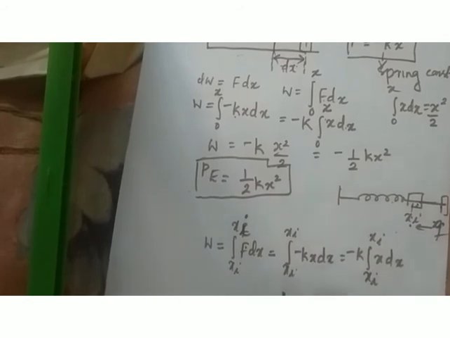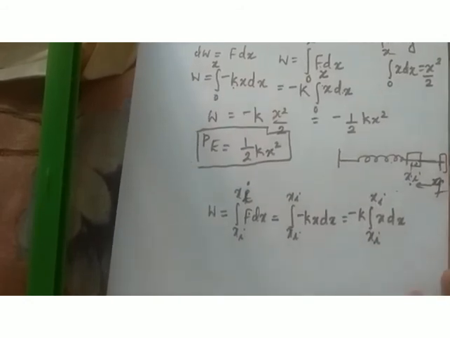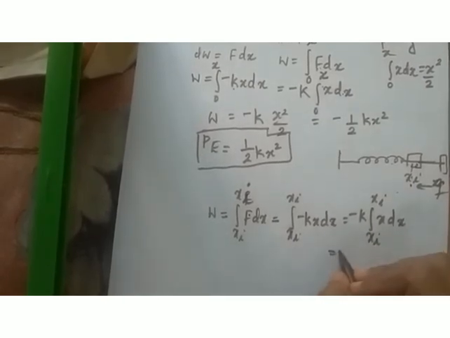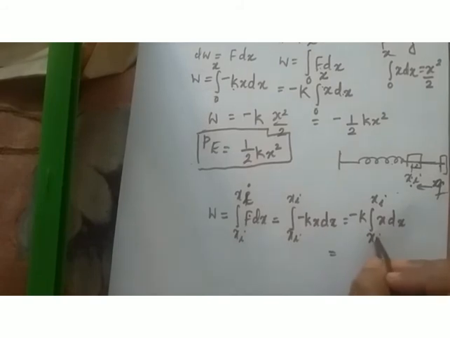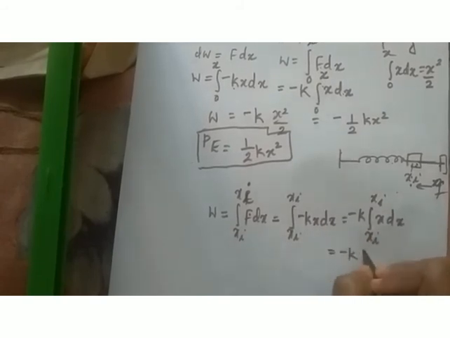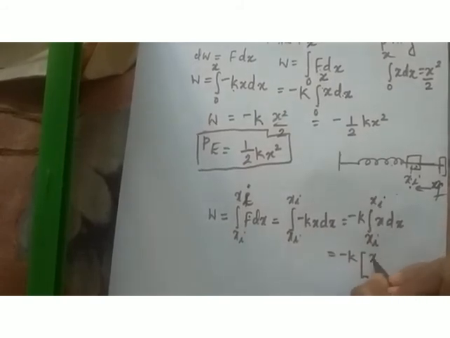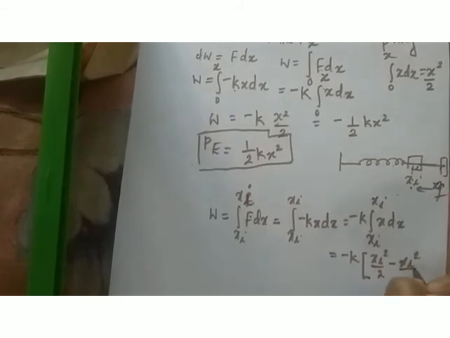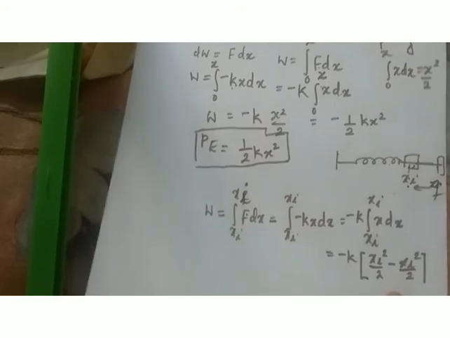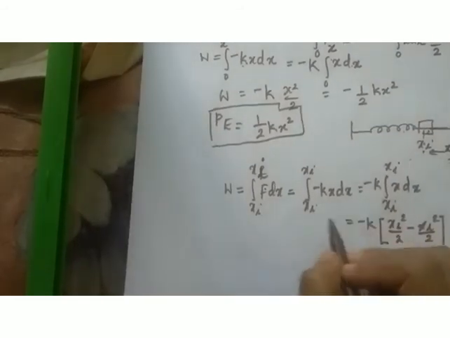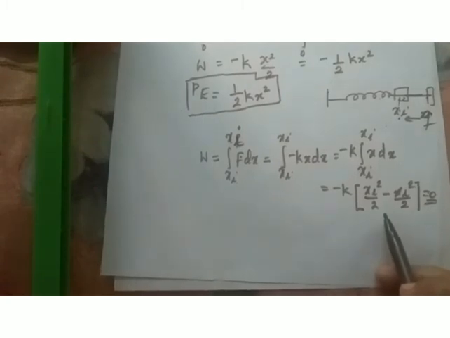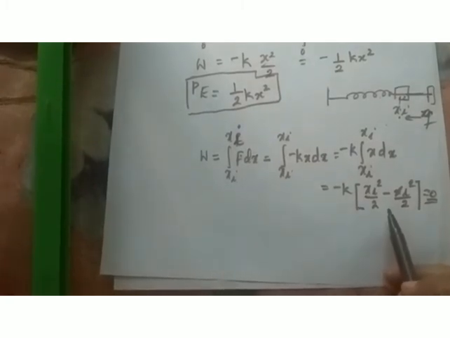And whenever you integrate integral xi to xi x dx, you will get 0 because integral of x dx between the limits xi to xi will be xi square by 2 minus xi square by 2, and that is 0. So the work done will be 0. And this 0 work done indicates that spring force is conservative.